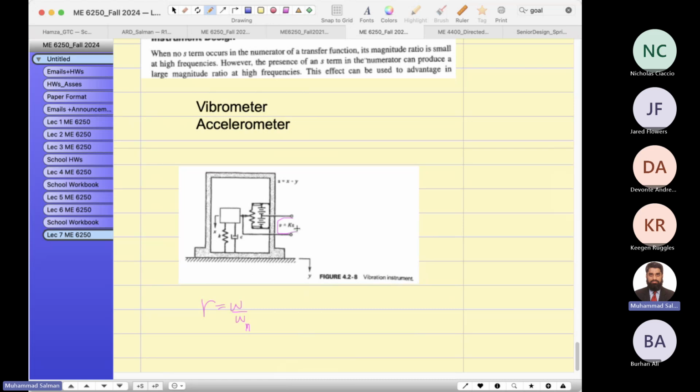So here, this is the voltage. Voltage is K times Z. Suppose this Z is the difference between the mass as well as the platform. This platform is vibrating.